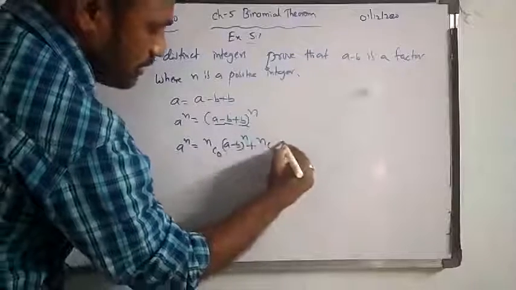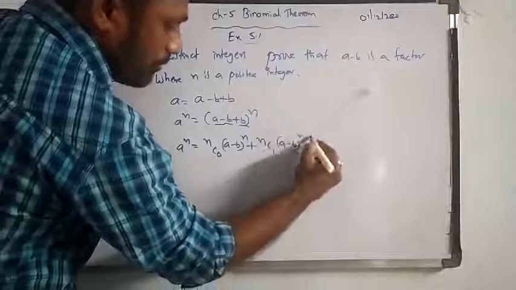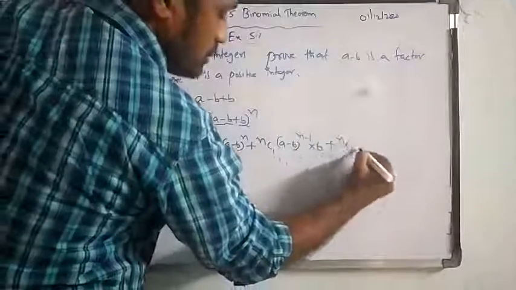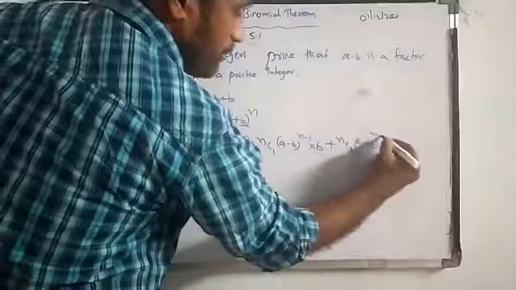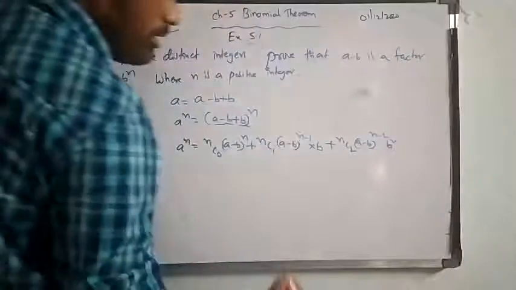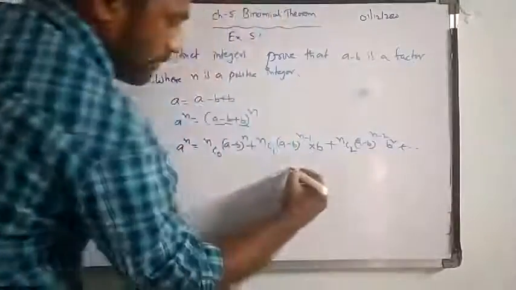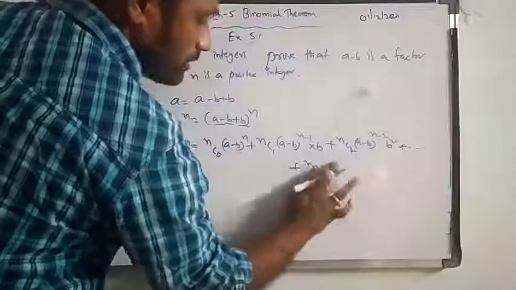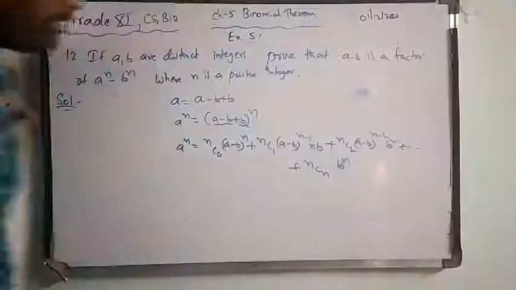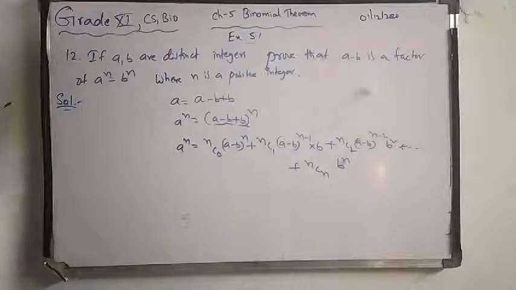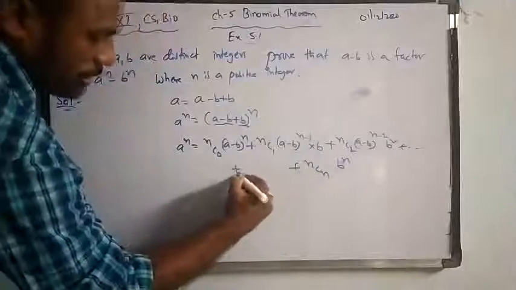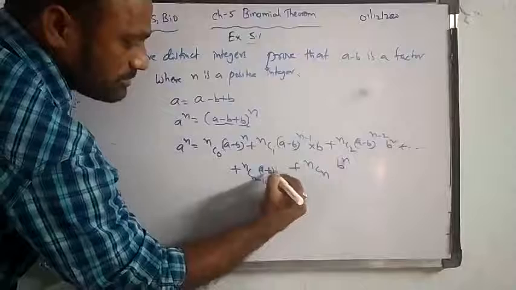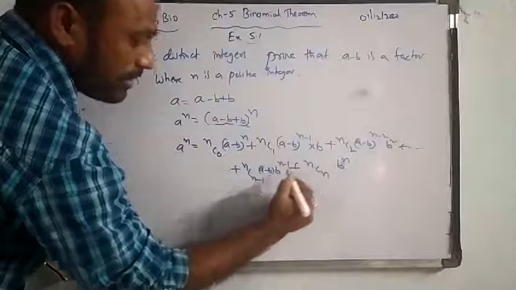plus nC1 (a minus b) whole to the power of n minus 1 into b plus nC2 (a minus b) whole to the power of n minus 2 into b square plus and so on plus nCn b to the power of n. And previous to this we can write one more term, that is nC(n minus 1) (a minus b) b to the power of n minus 1.